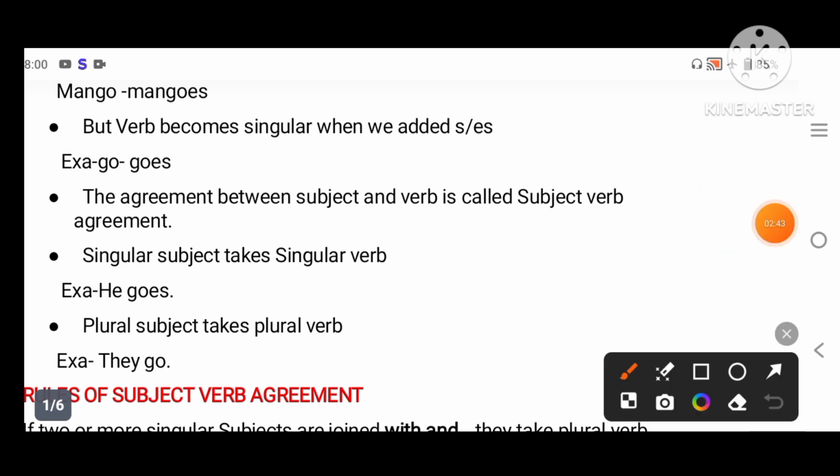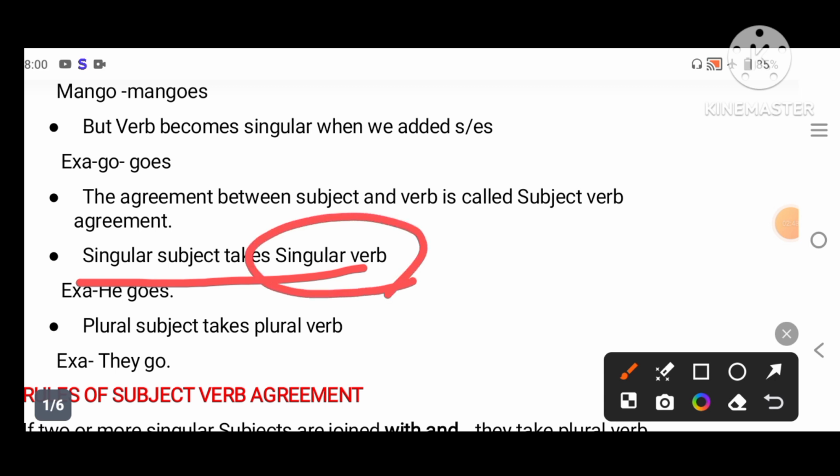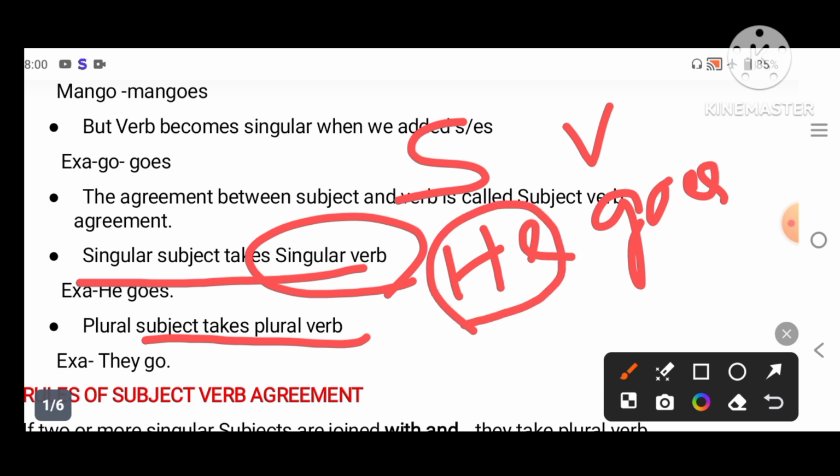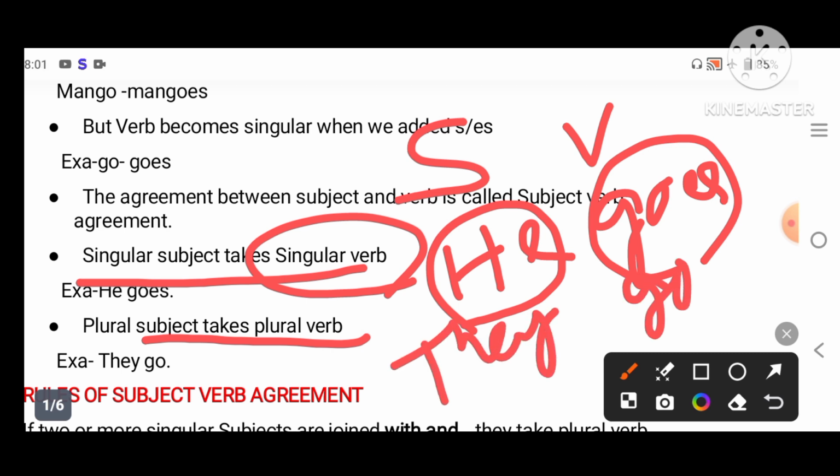Look at this. This is the important thing. Remember it. A singular subject always takes a singular verb. A plural subject takes a plural verb. Look at the example. Here is the subject and here is the verb. Suppose I write he. What verb will we add with he? He goes. A singular subject takes a singular verb. If the subject is plural, then the verb will also be plural.